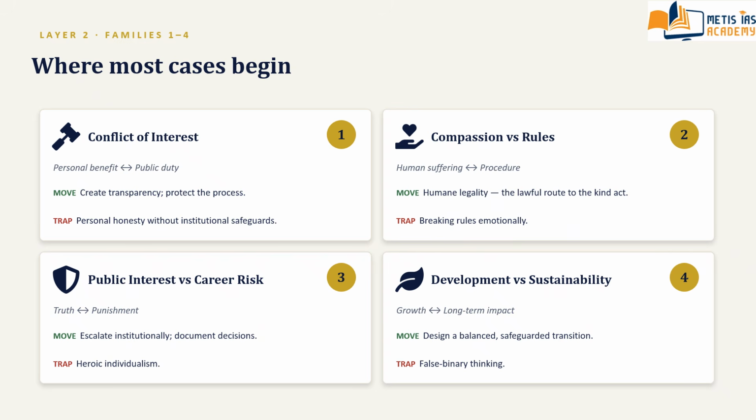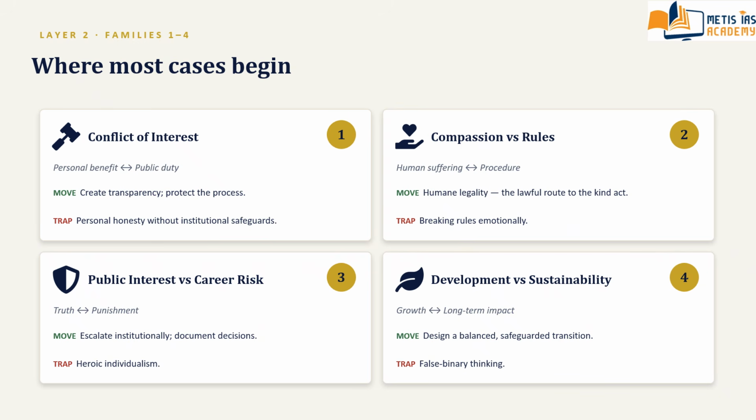So, what is the trap here UPSC put for us? That is personal honesty without institutional safeguards. Personal honesty is the need of the hour, but institutional safeguards are also the need of the hour, rather than personal honesty without institutional safeguards.